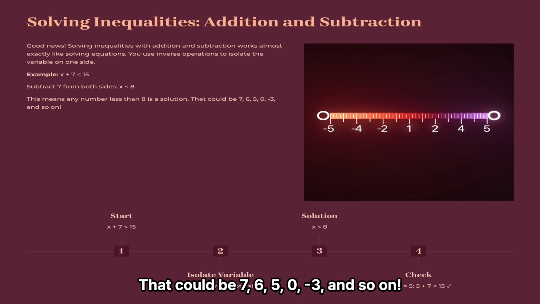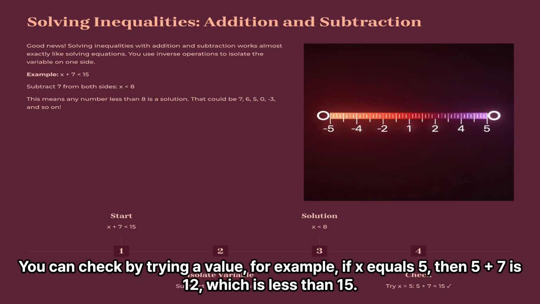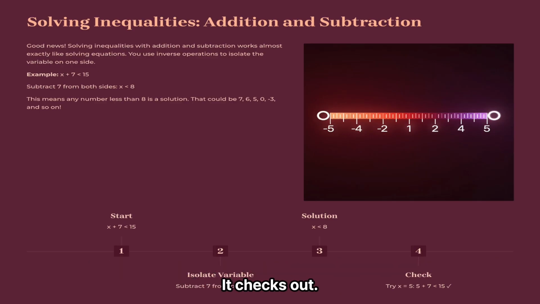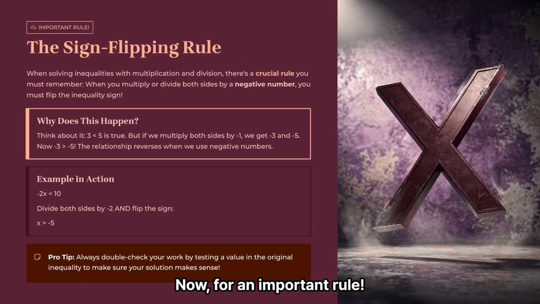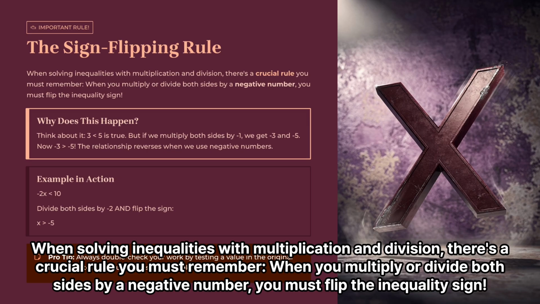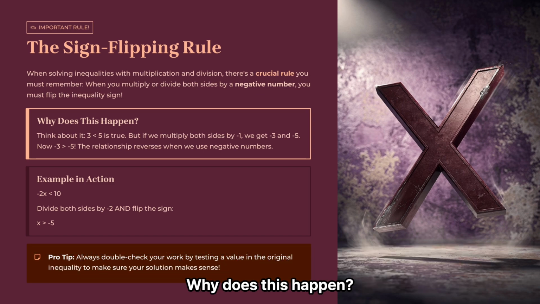That could be 7, 6, 5, 0, minus 3, and so on. You can check by trying a value. For example, if x equals 5, then 5 plus 7 is 12, which is less than 15. It checks out. Now for an important rule. When solving inequalities with multiplication and division, there is a crucial rule you must remember. When you multiply or divide both sides by a negative number, you must flip the inequality sign. Why does this happen? Think about it. 3 is less than 5 is true.